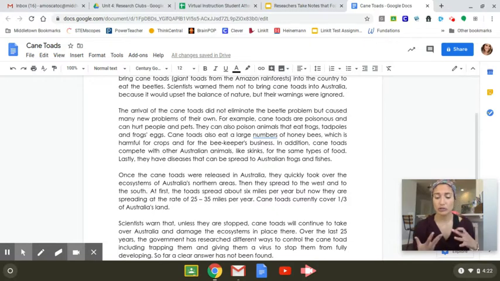So I already wrote that they're poisonous, they hurt people, pets. I'm going to add other animals because they listed a bunch. I'm also going to write that they spread diseases.